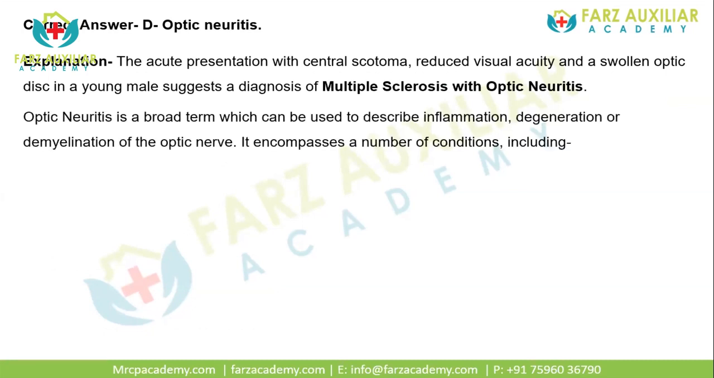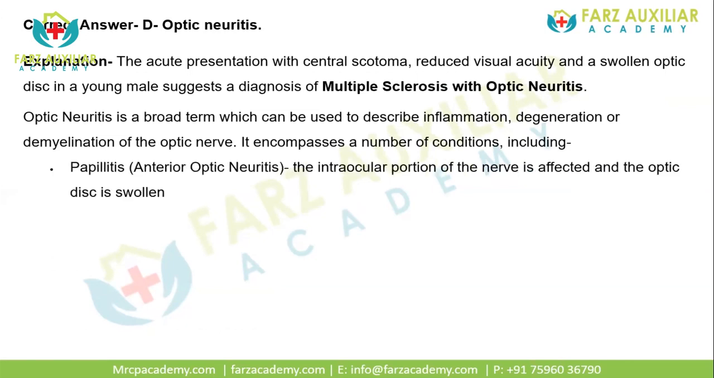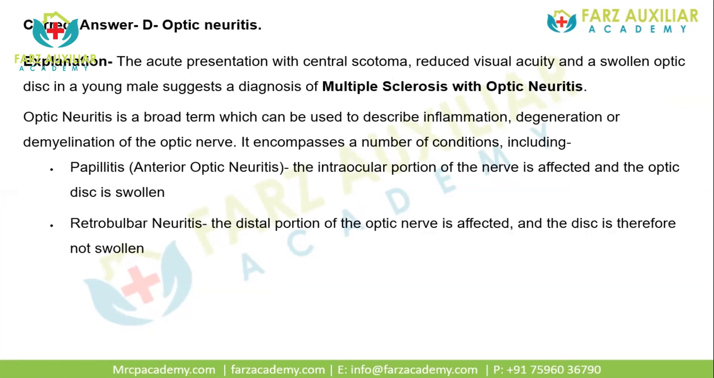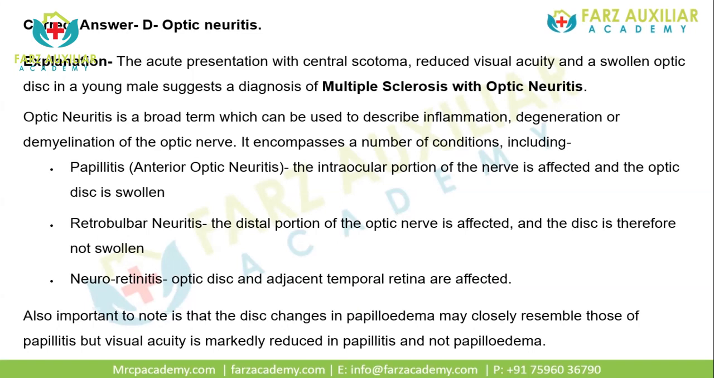So this is an inflammation, degeneration, or demyelination of the optic nerve, and it includes many conditions. Papillitis, where the intraocular part of the optic nerve is affected and the disc is swollen. Retrobulbar neuritis, when the part behind the disc is affected and it looks normal. And neuroretinitis, when the adjacent temporal retina is also affected. It's important to note that the disc changes in papilledema can closely resemble those of papillitis.